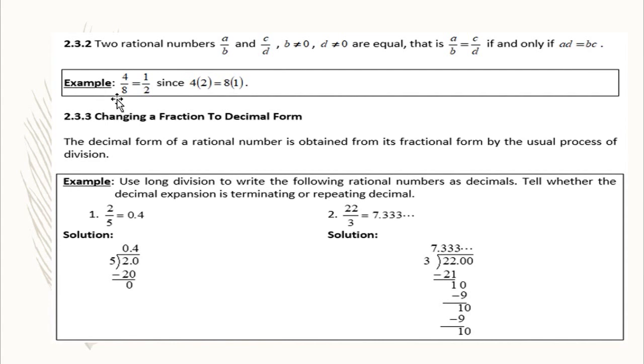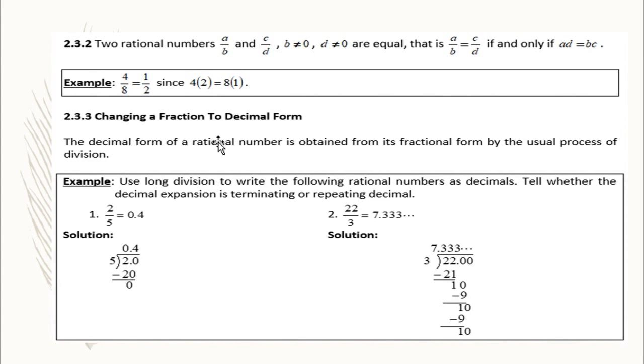So, in our example, 4 over 8 is equal to 1/2, since 4 times 2 is equal to 8 times 1. So, 8 is equal to 8. So we cross multiply: 4 and 2, that is 4 times 2, then 8 times 1.